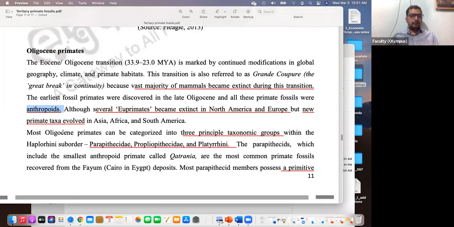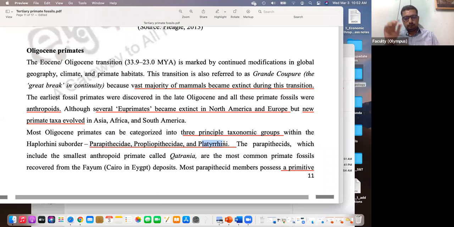So these Oligocene primates or anthropoids, already we talked about the taxonomic group Haplorhini. They can be placed under Haplorhini, which are Parapithecidae, Pliopithecidae, and Platyrrhini. Platyrrhini, Haplorhini, we already talked about it, Old World and New World monkeys. Within them we have seen the evolution in the Oligocene era, especially the groups called Parapithecidae, Pliopithecidae, and Platyrrhini.